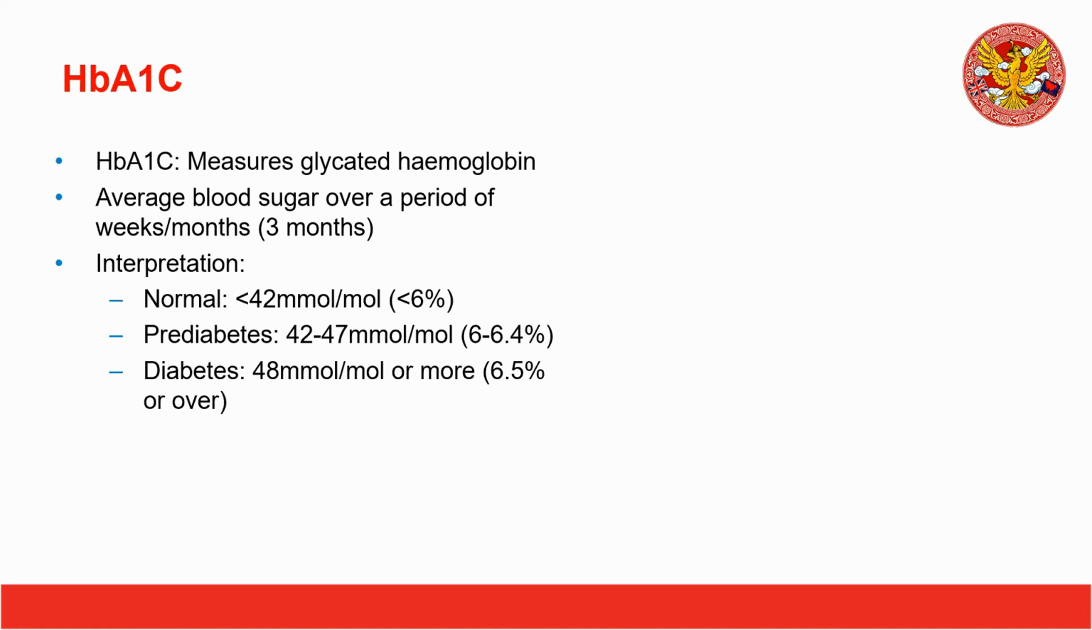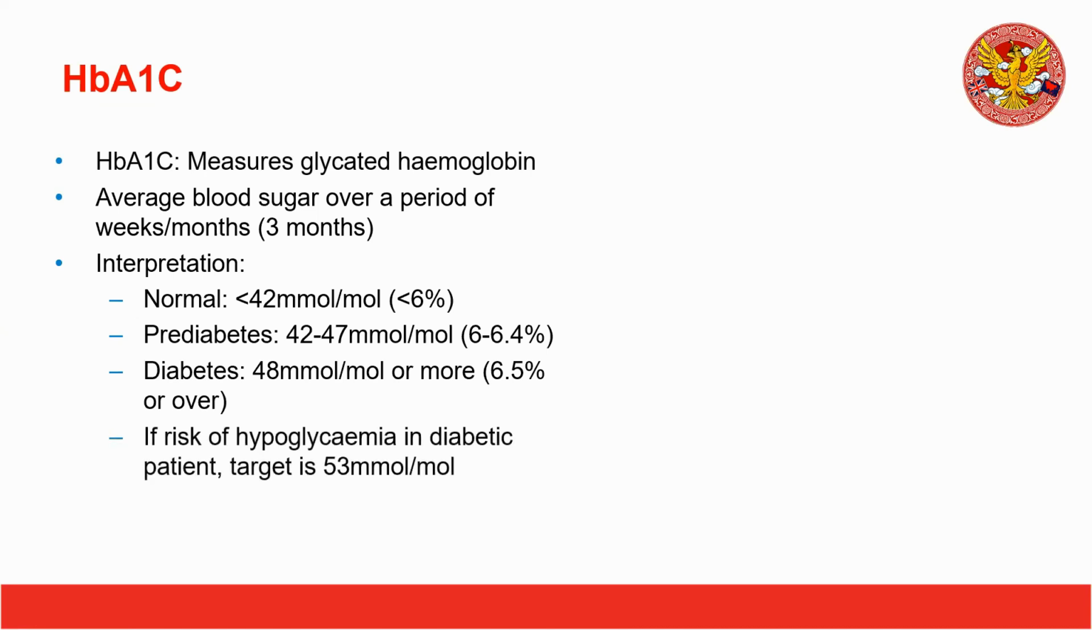48 millimoles or more. And essentially, for diabetic people, you want to try and have a target that is either 48 or less. But for people who are at risk of being hypoglycemic and are diabetic, then you want to go for a target of 53 millimoles per mole.